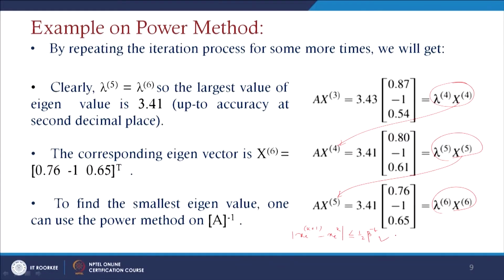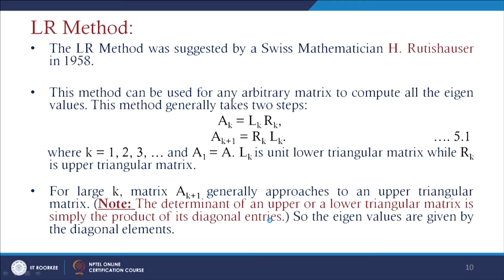And to find the smallest eigenvalue, one can use the power method, that is, find the largest eigenvalue of A inverse. So that is the smallest eigenvalue of A, or we can say that the smallest eigenvalue of A inverse is 1 by lambda here. So, then we will go for the LR method here.